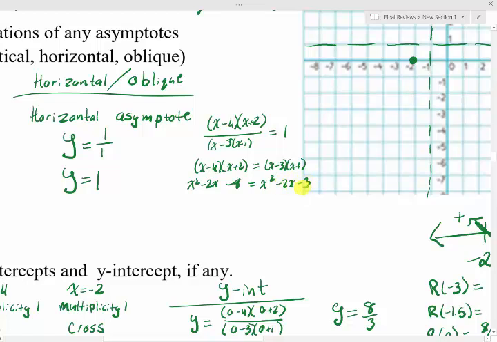Now I want to move all the x's to one side. So I'm going to subtract x squared from both sides, and then add 2x to both sides. So we get negative 8 equals negative 3. Well, that's not possible. So our function does not cross our asymptote.